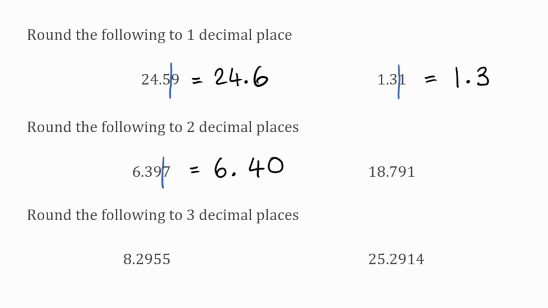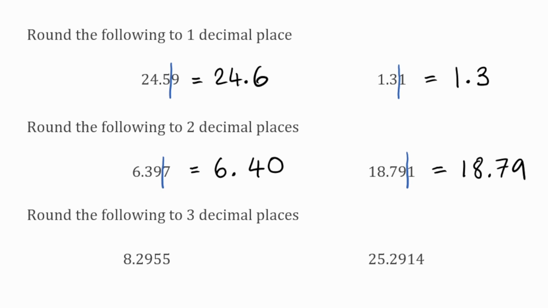Okay, for this next one we've got 18.791. So again, our 7's in our first decimal place, our 9's in our second decimal place, so we're going to put our line between our 9 and our 1. So then we look at that 1, because it's less than 5, that means we're going to keep the previous digit the same. So this 18.791 would round down to 18.79.